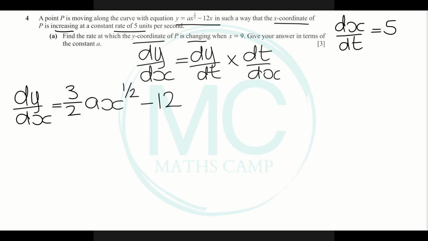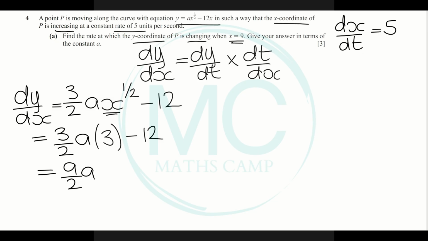But we need an actual value for dy/dx. And the question tells us that the y-coordinate of P is changing when x is 9. So to find dy/dx, we substitute 9 into this x value. We're going to get 3/2 a times 9^(1/2), which is the square root of 9. When we are working with rate, we consider positive roots. So this is now 3 − 12. 3 multiplied by 3 is 9, so we get 9/2 a − 12. This is our value for dy/dx.